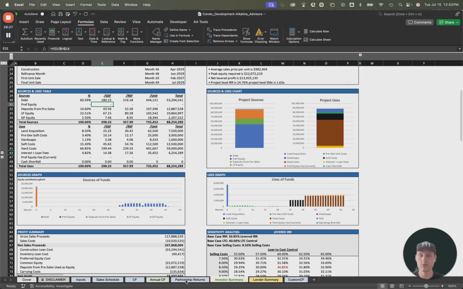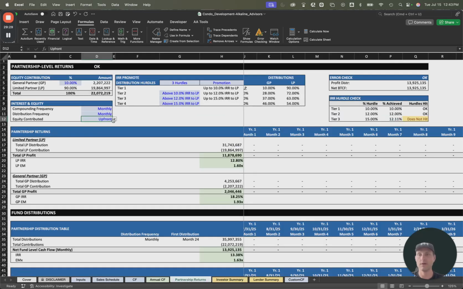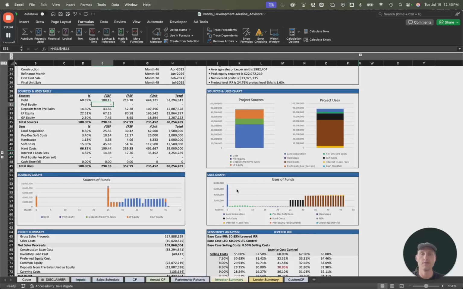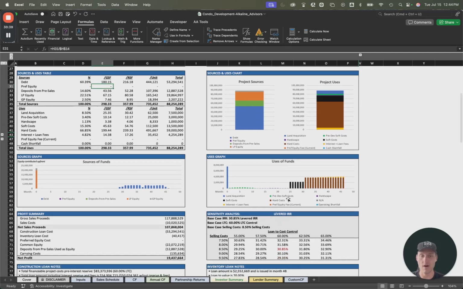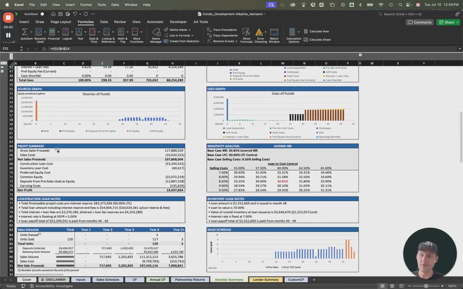But if we go back to partnership returns and we say, hey, we don't want it upfront, we want it incurred now, you'll see, let's go to the investor summary. The uses doesn't change, but the sources change. And we have the sources of funds and then the uses of funds graph. Then we have the profit summary. So we'll showcase what the gross sales proceeds look like, sales costs, net sales proceeds, all your other costs, and then you have your net profit.